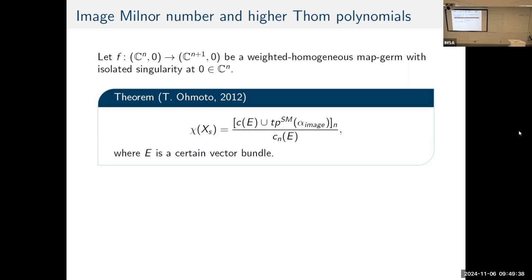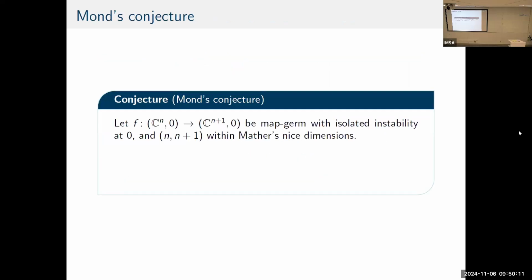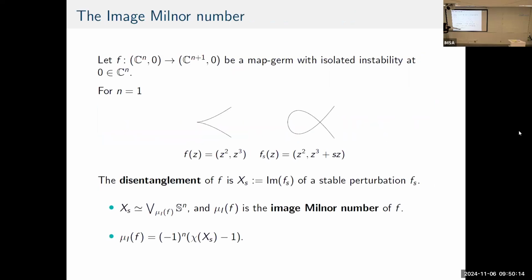But the important thing here is that this Euler characteristic can be computed using Thom polynomials, and the good thing is that this produces a formula only in terms of weights and degrees of the mapping. And this is very, very nice. That is what I explained here. And the thing is that for n equals 2, David Mond obtained a formula for the Euler characteristic, and then using this previous formula, once you have the Euler characteristic, you can obtain the image Milnor number.